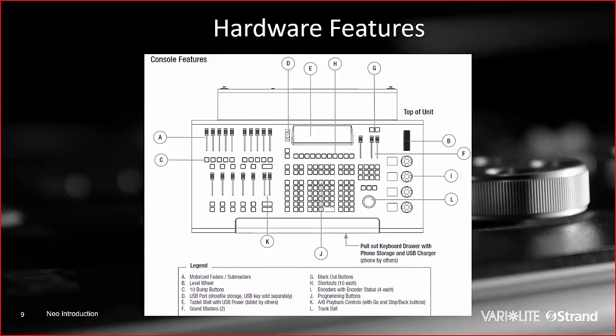Top row of buttons are your shortcut keys. We've talked a little bit about the encoders and their screens, and your basic programming buttons. All buttons are grouped in like kind, and each grouping of keys we call a tile, and we'll talk a little bit about those keys and those tiles a bit later.